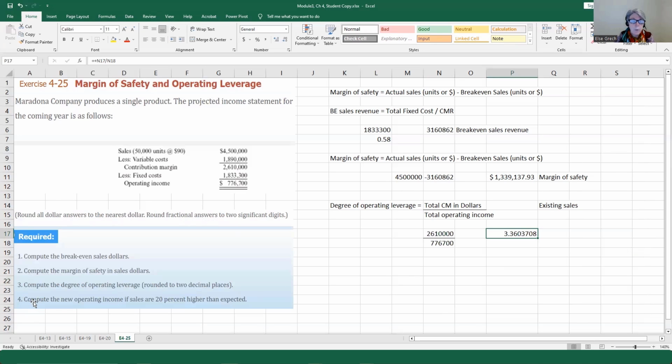So now, compute the new operating income if the sales were 20% higher than expected. So this is how we use this. We do the percentage change in operating income. This is equal to, in this case, 20% higher, so it's positive, and I'm going to multiply it by my degree of operating leverage. So I'm just going to center all of these so that they look a little bit more sensible. What does that equal?